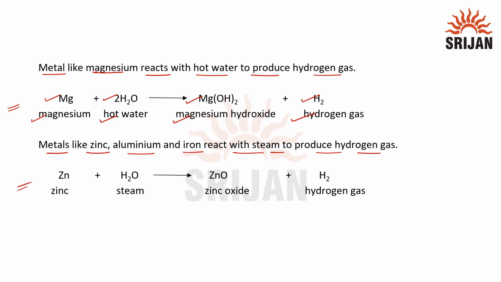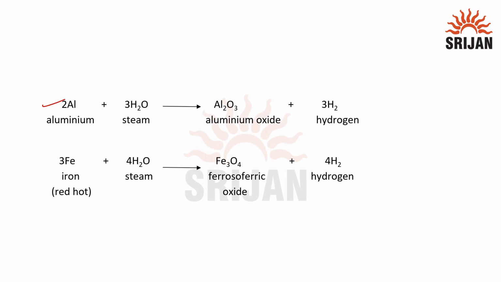Here we have the reaction. Zn plus H2O gives ZnO plus H2. That is, zinc plus steam gives zinc oxide and hydrogen gas. Next is 2Al plus 3H2O gives Al2O3 plus 3H2. That is, aluminium on reaction with steam gives aluminium oxide and hydrogen gas.